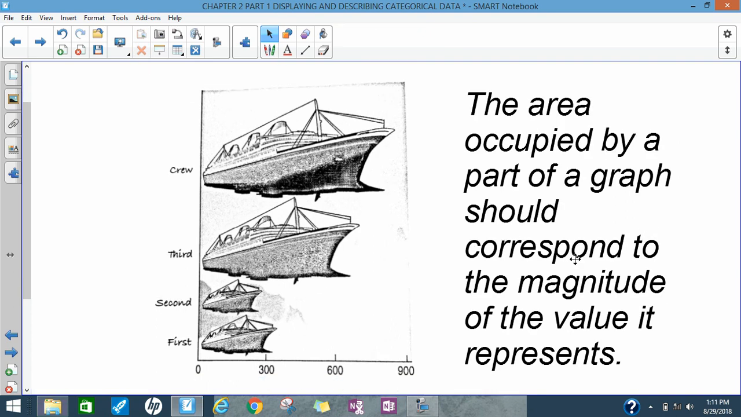And so when we draw some sort of data display for a categorical variable, we need to make sure that the area occupied corresponds to the magnitude of its value. And so this is a really fancy and eye-catching display, but it's not really representing what we want it to.